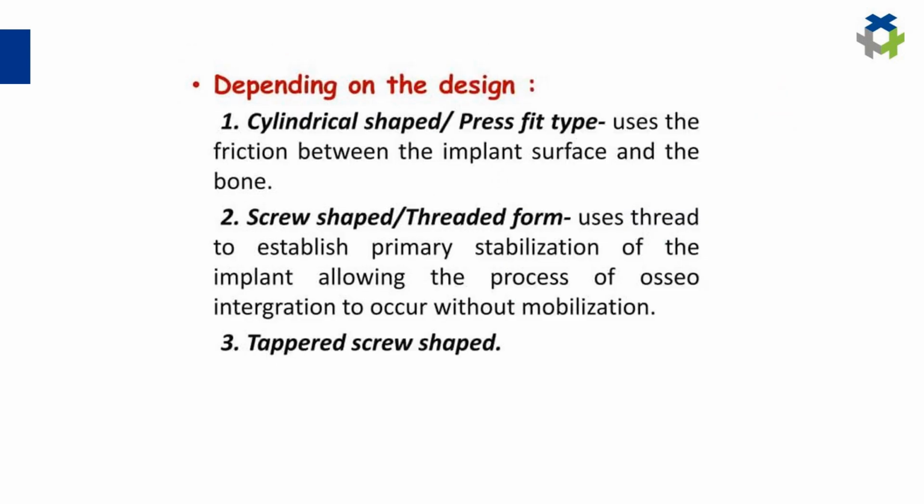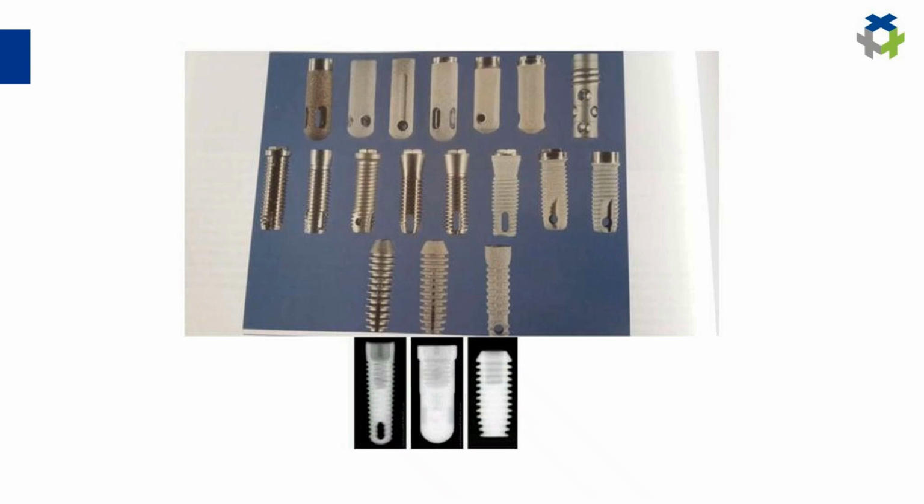Depending on the design: cylindrical shaped press fit type, that is, it uses friction between the implant surface and the bone. Screw shaped or threaded form, which uses a thread to establish primary stabilization of the implant, allowing the process of osseointegration to occur without mobilization. A tapered screw shape is also present.